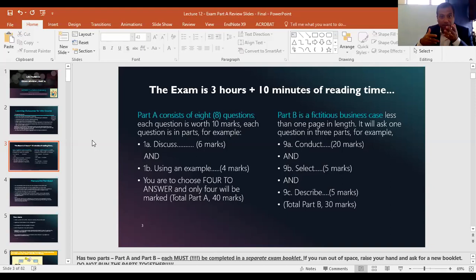So the idea is each question will carry 10 marks in Part A. For example, Part 1A will be: discuss the main components or steps involved in the marketing process. Maybe Part 1B will be: can you provide one real-life example where you have noticed that these steps are being followed, something like that. So both Part A and Part B in one particular question will be from one specific chapter.